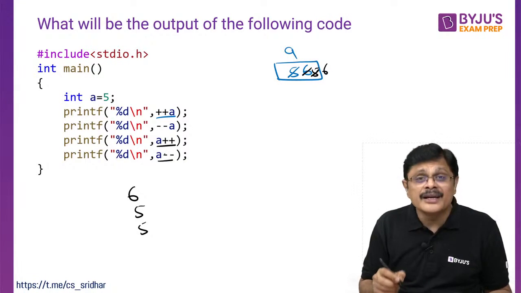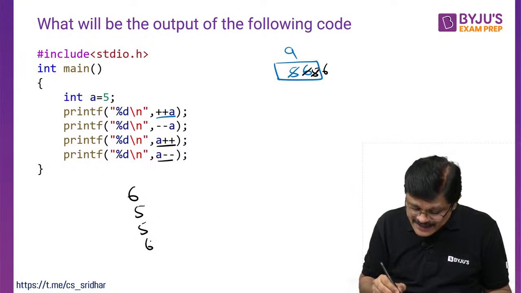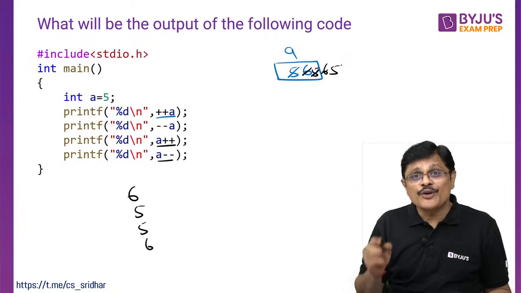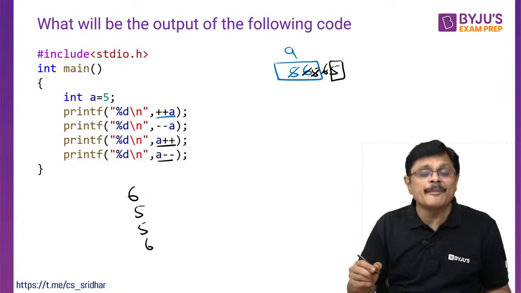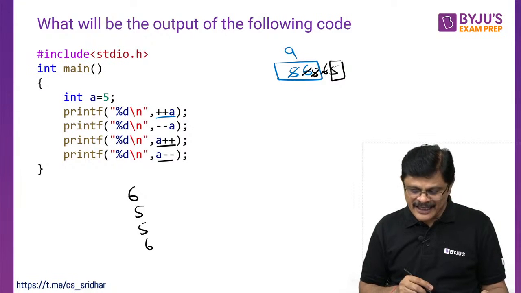Now here a is used. What is the value of a? 6. It gets printed. Then it is updated to 5. So finally the value of a will be 5, my dear friends. So the result will be 6, 5, 5 and 6, my dear friends.